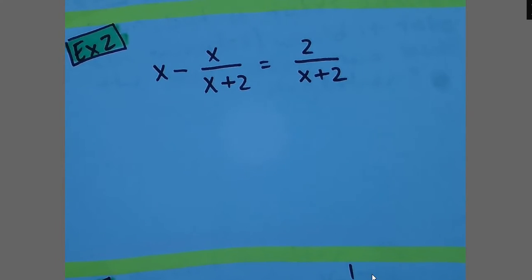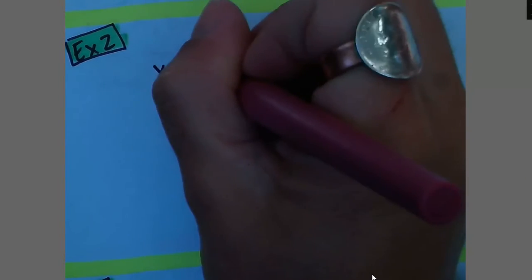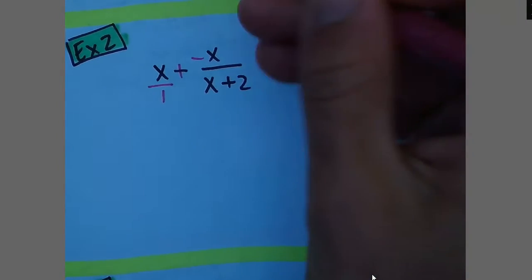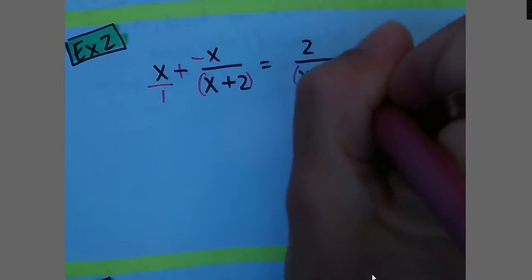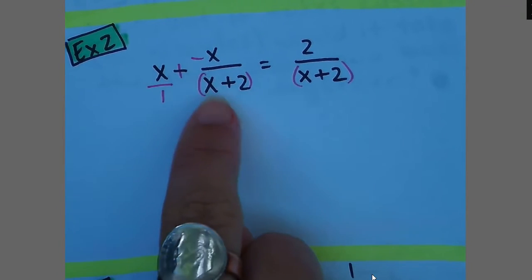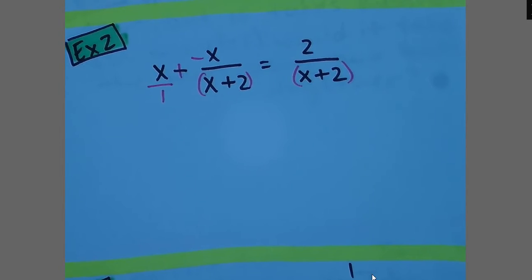Okay, so let's look down here. First thing that I'm going to do is I'm going to change this to plus negative x and change this to x over 1. All right, this is x plus 2. Now, looking at the denominators, I have 1 and x plus 2. Okay, so hopefully you can see that my common denominator here is going to be x plus 2. So what I'm going to do is my crazy thing, which is multiplying everything on top by x plus 2.